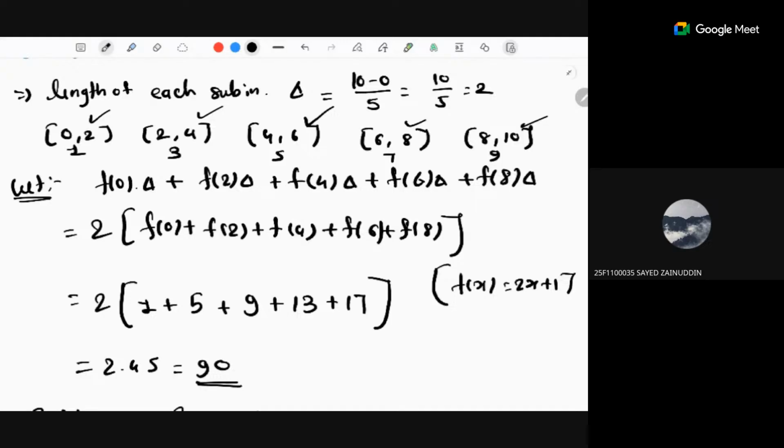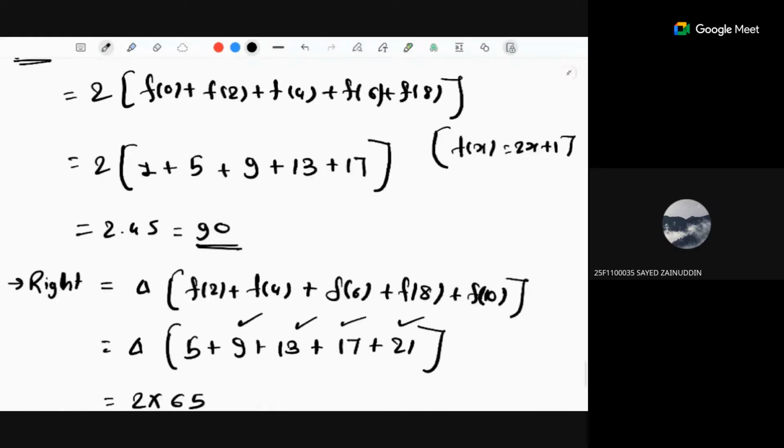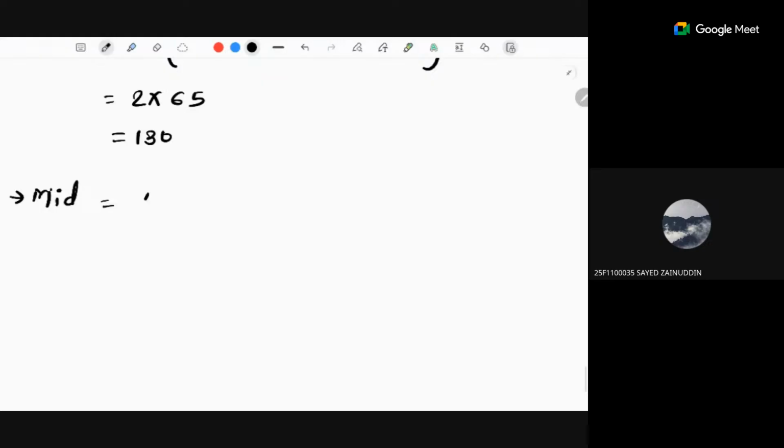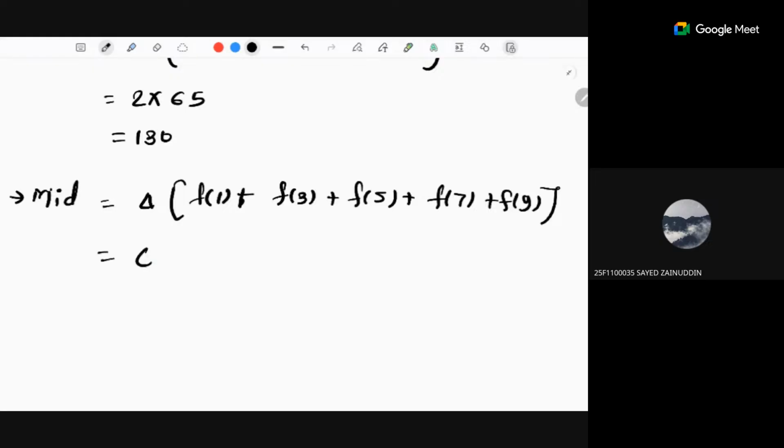That's all. Average, or you can take 0 plus 2 by 2, 2 plus 4 by 2, 4 plus 6 by 2. Midpoint, right? Average. That would be your midpoint. So the mid Riemann sum will be delta multiplied by the function value at the midpoints. That is f of 1 plus f of 3 plus f of 5 plus f of 7 plus f of 9. So delta times f of 1, which will be 3, then 7, 11, 15, 19, I guess.